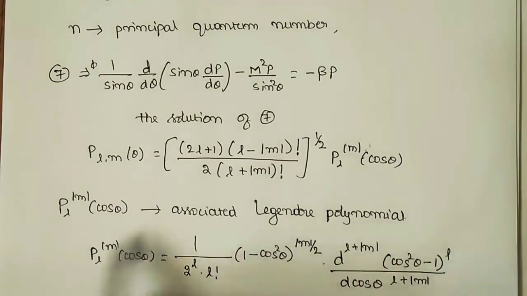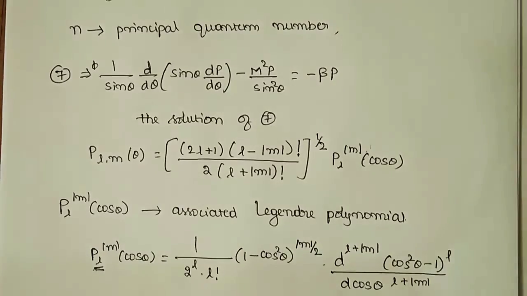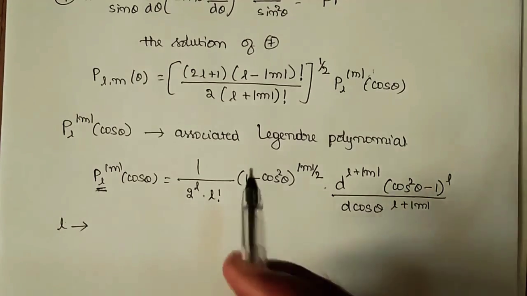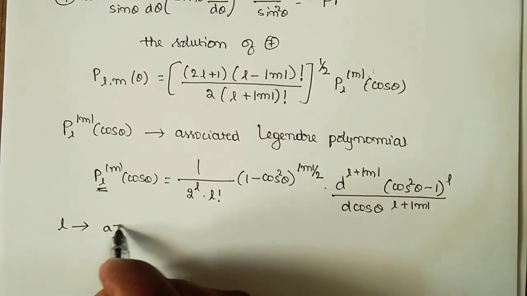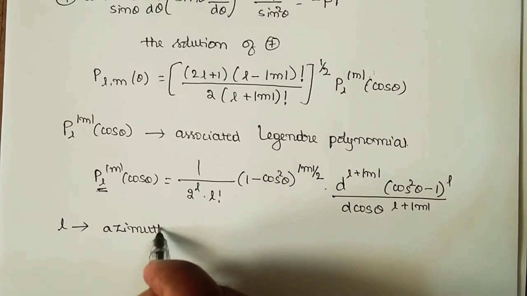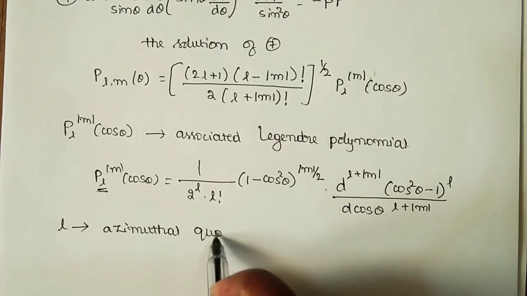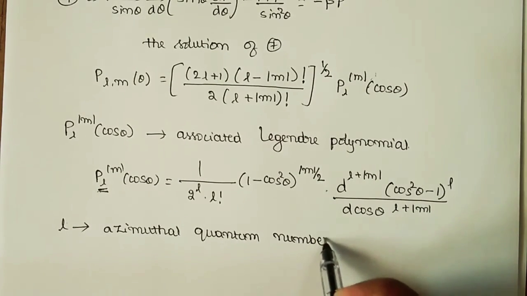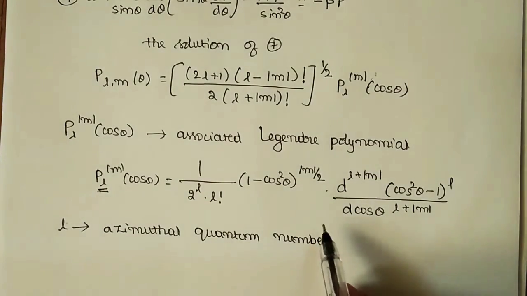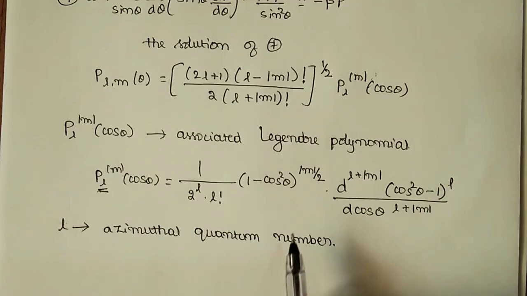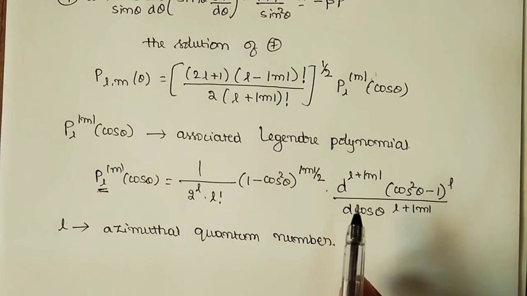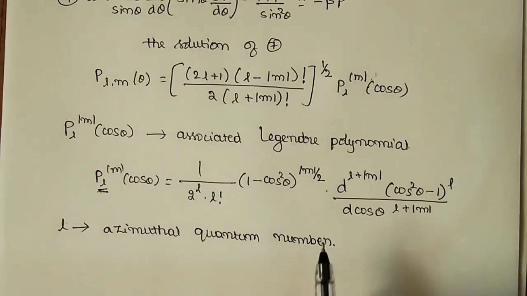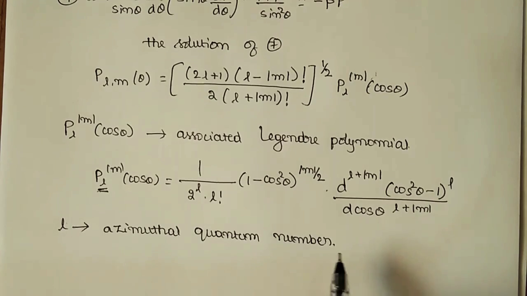And here there is one important term that we are observing, that is small l, and this small l is called the azimuthal quantum number. This azimuthal quantum number will determine the exact shape of the orbital in which the electron is present. Apart from that, it also determines the angular momentum of the electron present in the orbital.